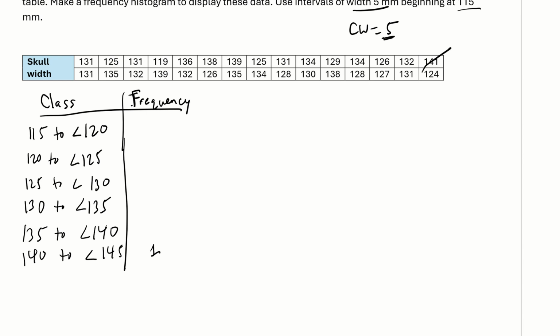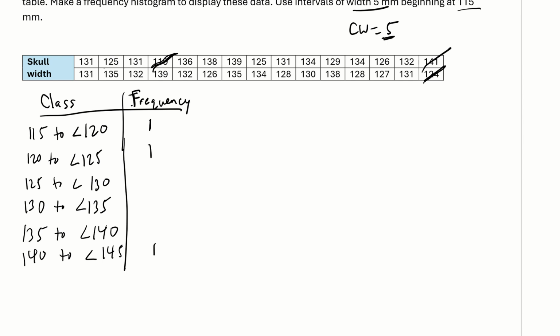Okay. So here's from 115 to 119, right? So 115 to 119, we got 119. That's 1. And that's it. There's only 1 there. Then 120 to 124, because you've got to be less than. So here, 120 to 124, there's 124 right here. That's 1. Okay, and then the next one should have a lot.